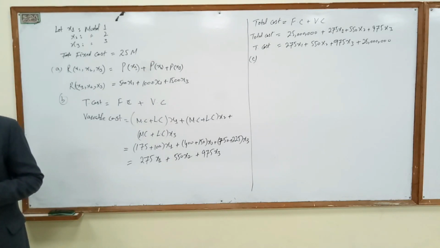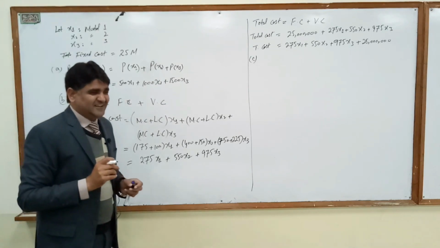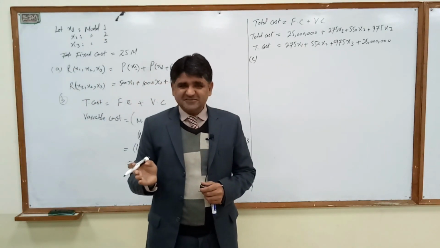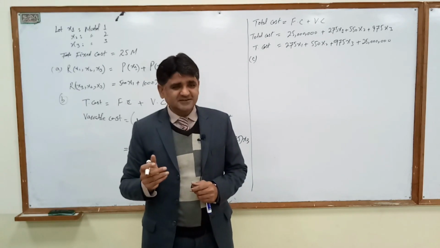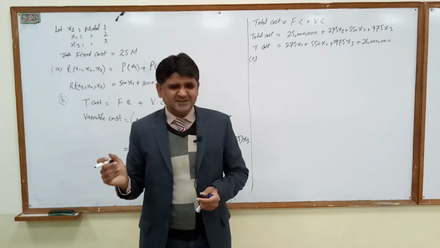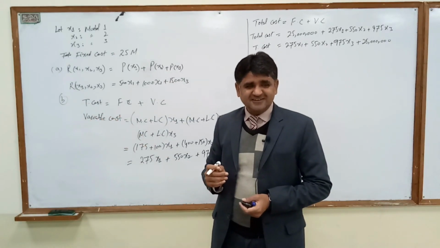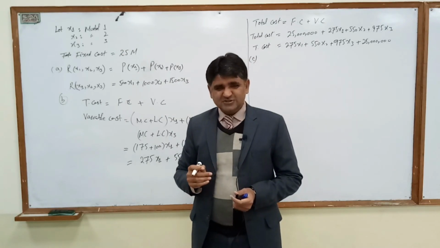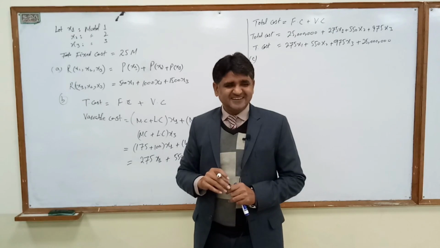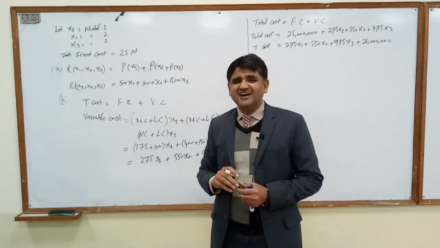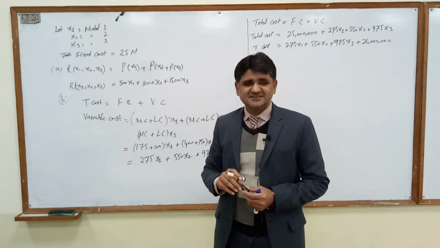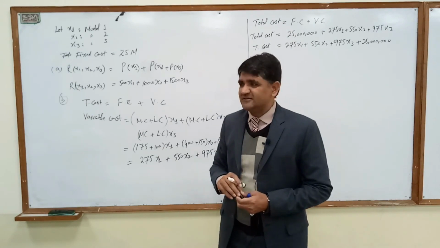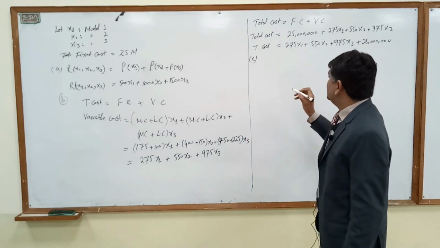What is part C? Determine the profit function for sales of 3 models. What is profit? Difference between revenue and cost. Do we have revenue function? Yes. Do we have total cost function? Yes. So revenue minus total cost equals profit or loss. If the answer is positive, that is profit. If the value is negative, that is loss.